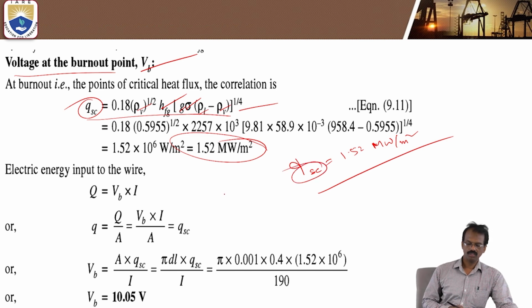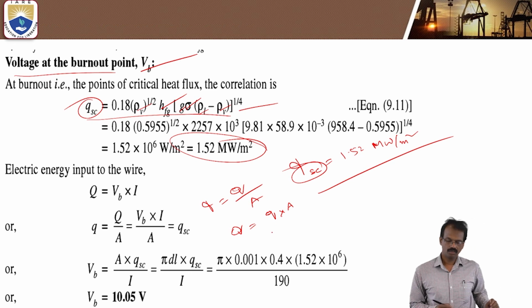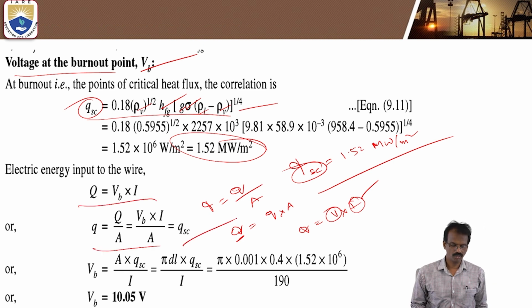If you know this value, then you can find out the Q value, because heat flux is equal to Q by A. Then Q is equal to heat flux into area. If you know the area, then you can find out the Q value. But Q is also equal to V into I, and you already know I, so you can find out V. In this way you can find out the critical Q. The voltage is equal to 10.05 watts.